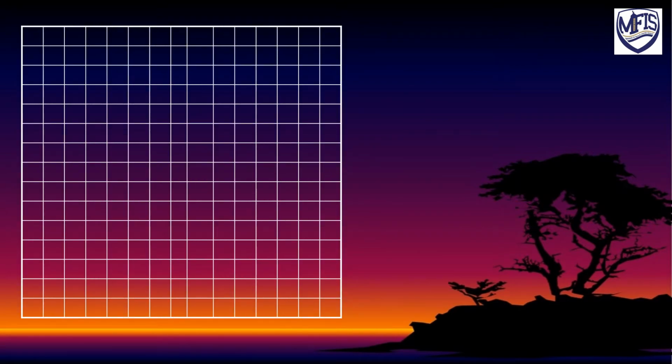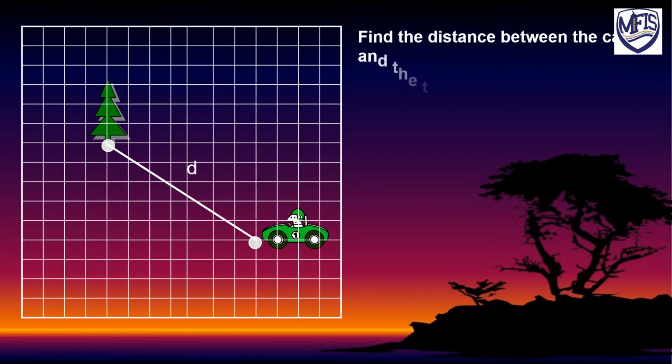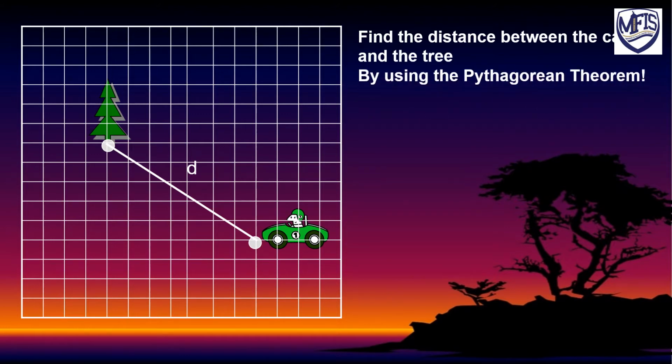We studied before how you can find the length of any line segment. As we can see, here we have a line segment joining the tree and the car, and I want to find the length of this line segment. First, you can use a ruler or measuring tape. Second, we can use Pythagoras theorem. Here, he asked me to find the distance between the car and the tree by using Pythagoras theorem.